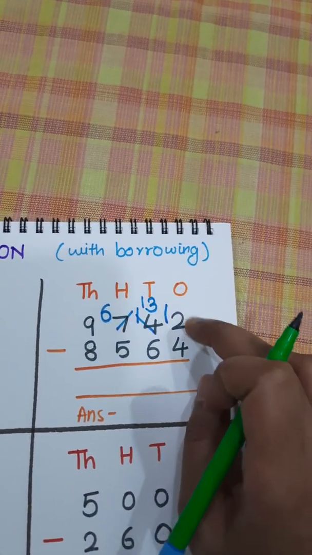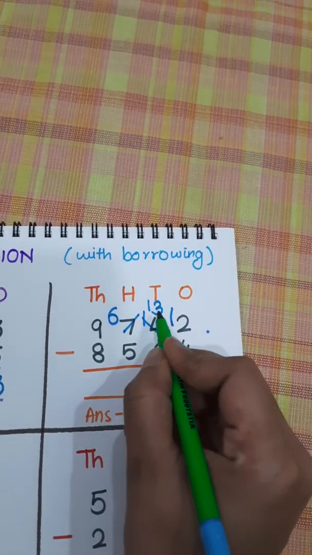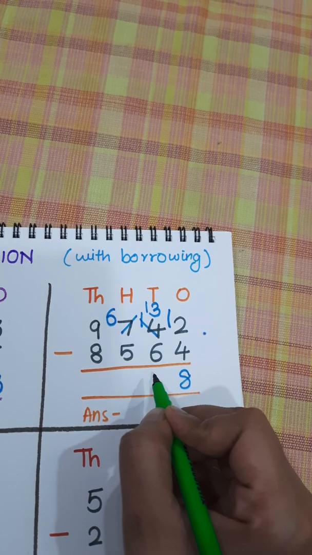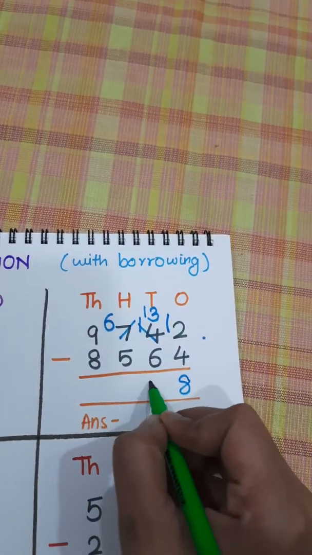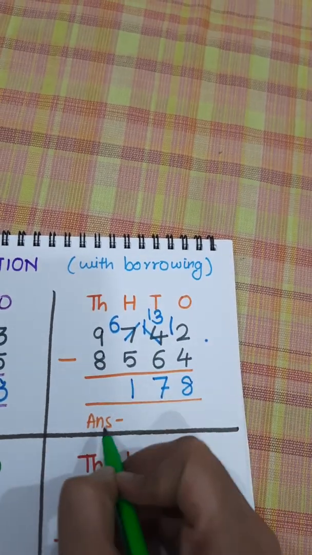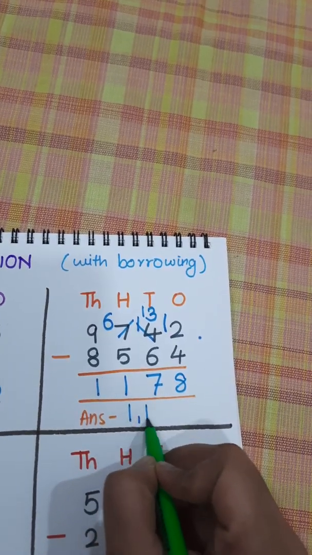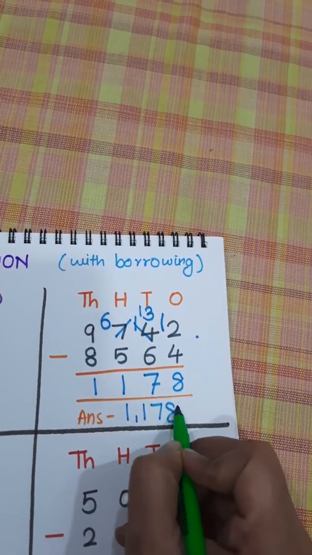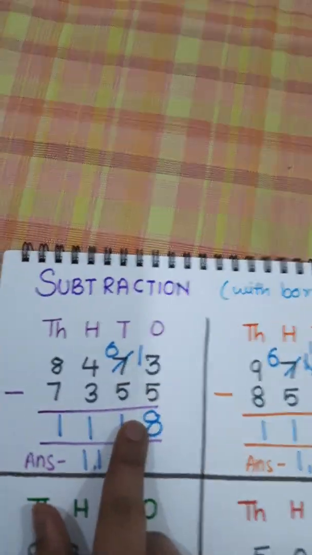Let's start. 12 minus 4, here comes 8. 13 minus 6, what do I do? It is 3 and 4, 7. 6 minus 5, it goes 1. 9 minus 8, 1. So my answer is 1178.